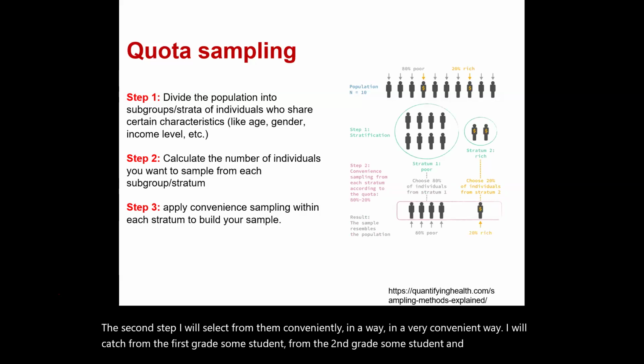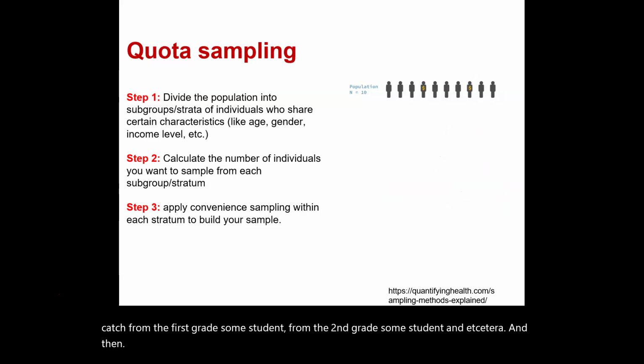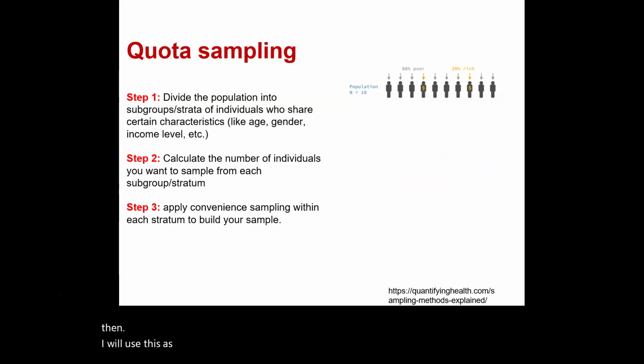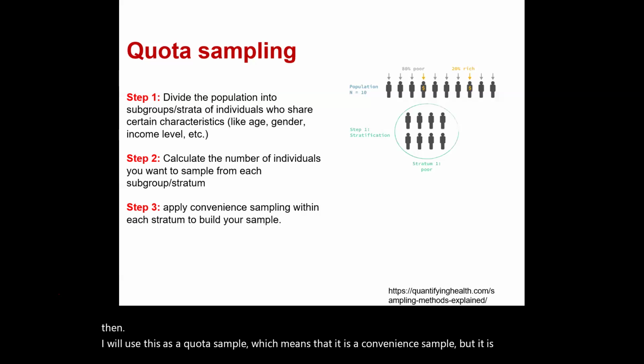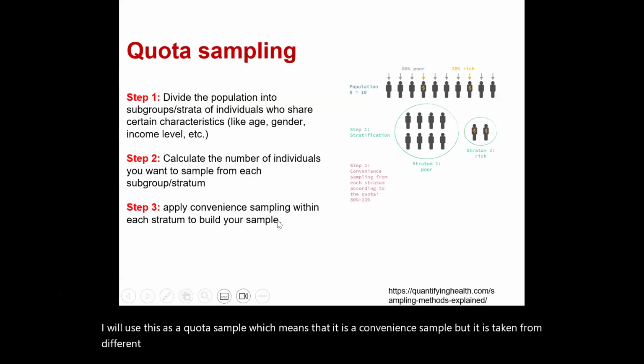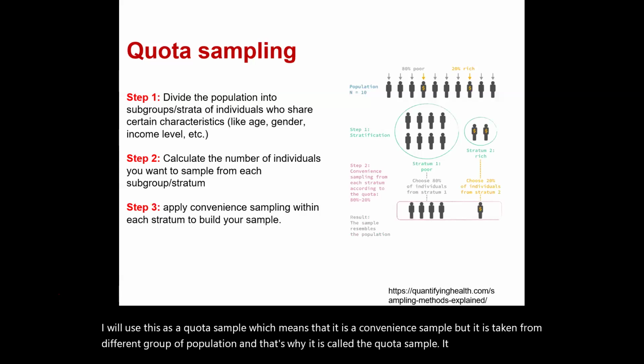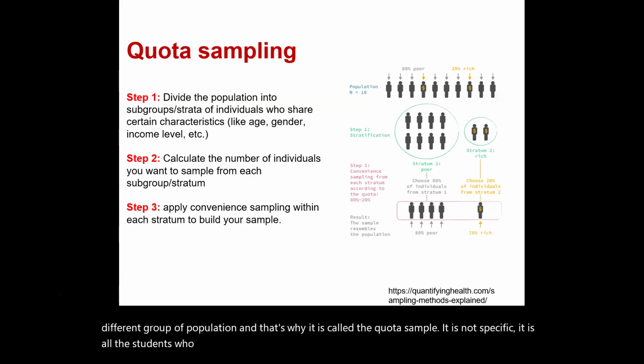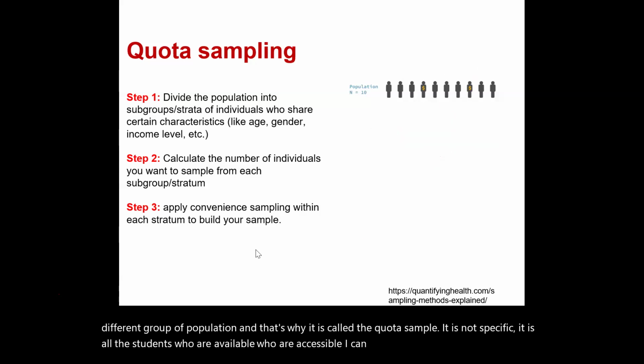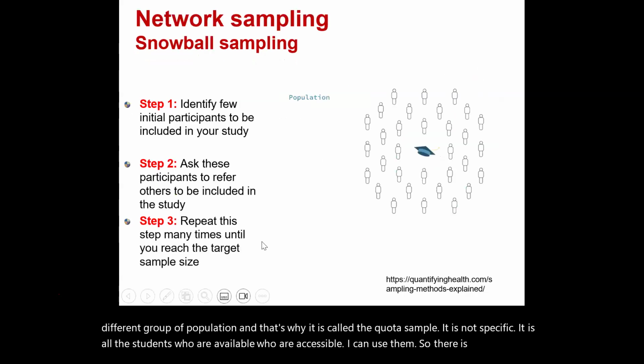And then I will use this as a quota sample, which means that it is a convenience sample, but it is taken from different groups of the population. And that's why it is called the quota sample. It is not specific. It is all the students who are available, who are accessible. I can use them. So there is no randomization, nothing. This is called the quota sample.